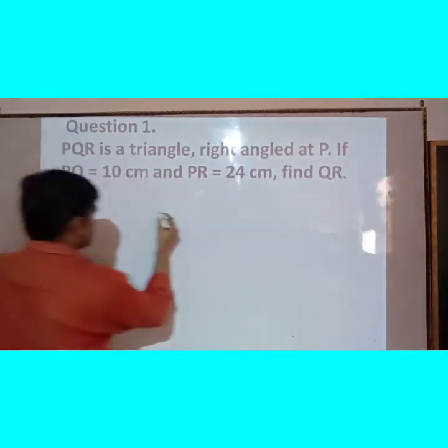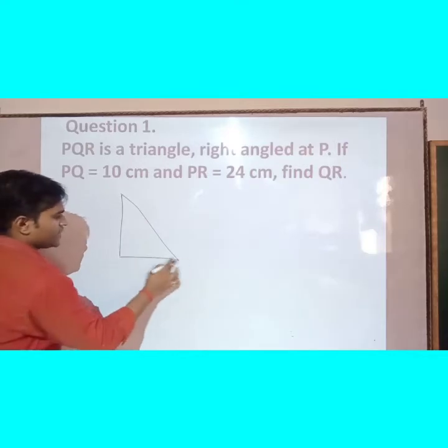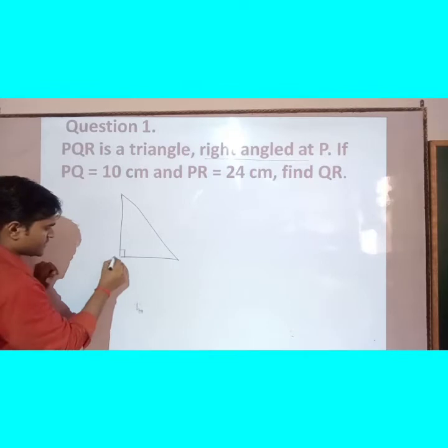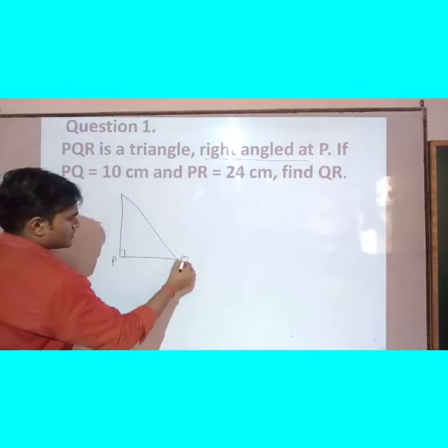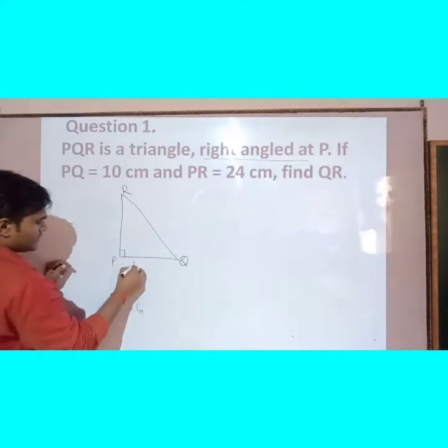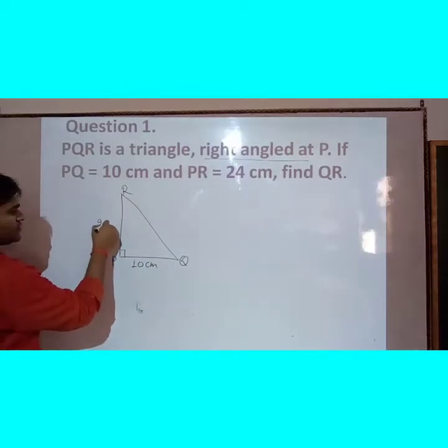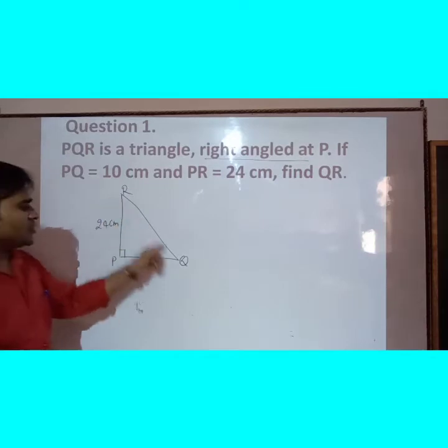So we have to draw a right angle triangle. This is a right angle triangle. Here given right angle at P. It means this is a right angle, so this will be P and Q and R. Okay. So let PQ is given 10 centimeter, PR is given 24 centimeter. We have to find QR.